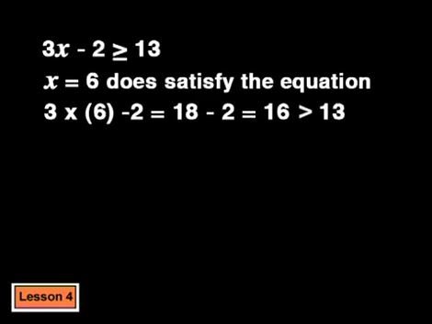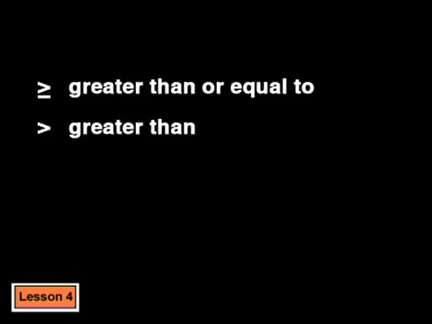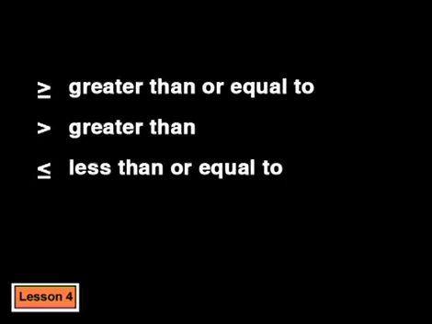So, an x value of 6 satisfies the inequality. When we substitute 6 for x into the left-hand side of the inequality, we get 16. And 16 is greater than 13, which is the right-hand side of the inequality. Exactly. That is a good example of an inequality that uses greater than or equal to. But there are also other inequalities. One amount can be greater than another. One can be less than or equal to another. And one amount can be less than another.